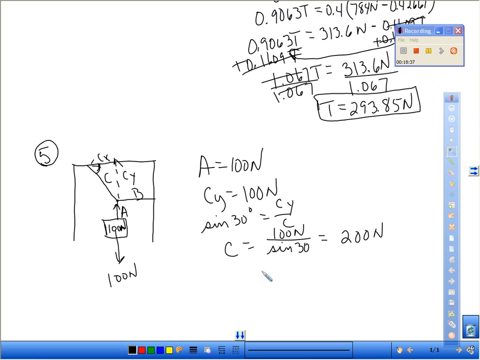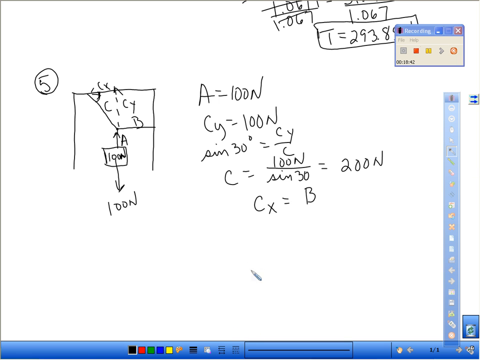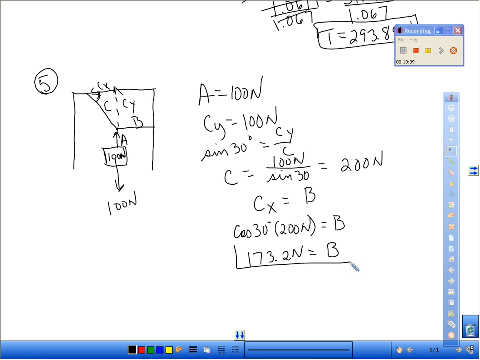Then finally, CX pulling to the left has to balance B pulling to the right. So I can say that the cosine of 30 degrees times 200 newtons must equal B. The cosine of 30 degrees is 0.866. If I multiply 0.866 by 200, I should get 173.2 newtons as my value for B. So here's B, here's C, and here's A.